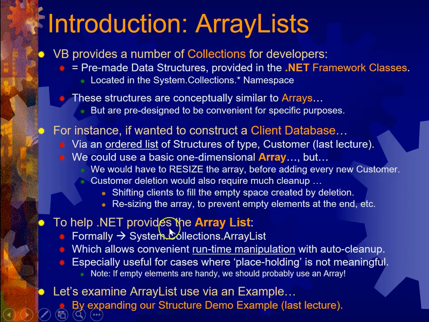To help, .NET provides something called an array list. Formally, it's referred to as System.Collections.ArrayList, which allows convenient runtime manipulation with auto cleanup. So it's just more convenient, especially useful for cases where placeholding is not meaningful. So let's examine ArrayList use with an example by expanding our structure demo example from last lecture.